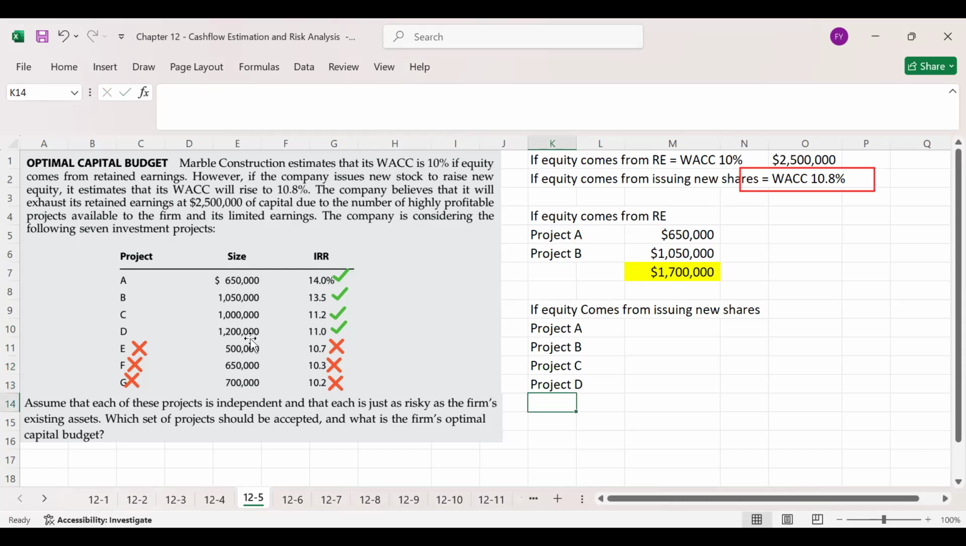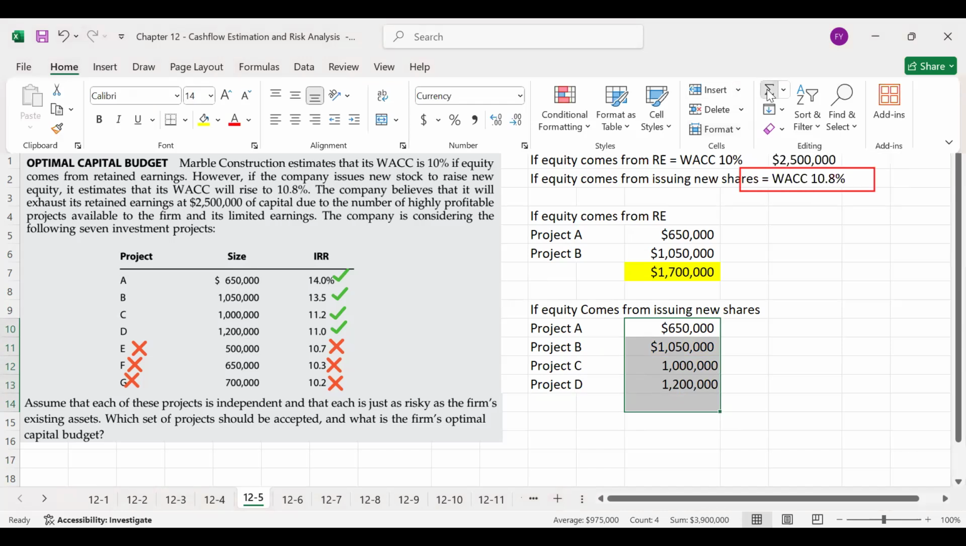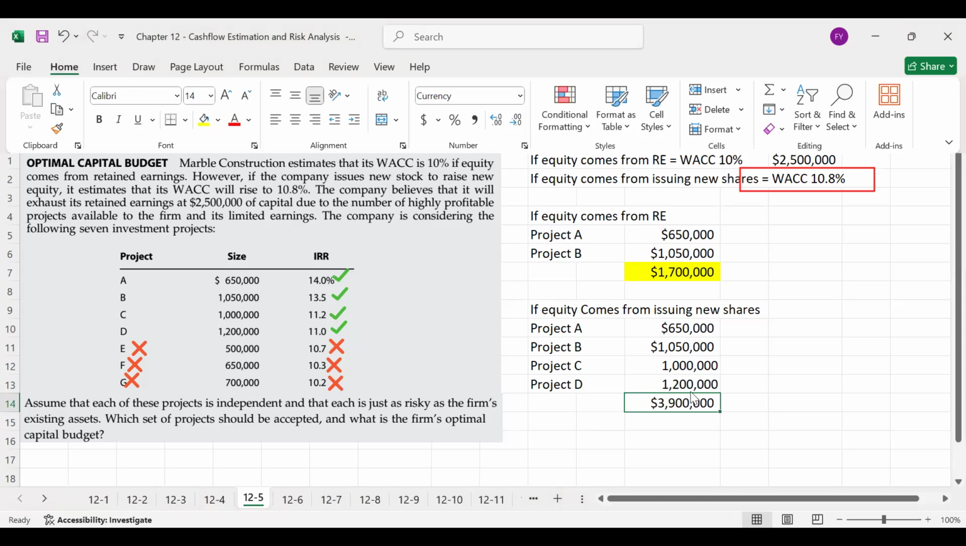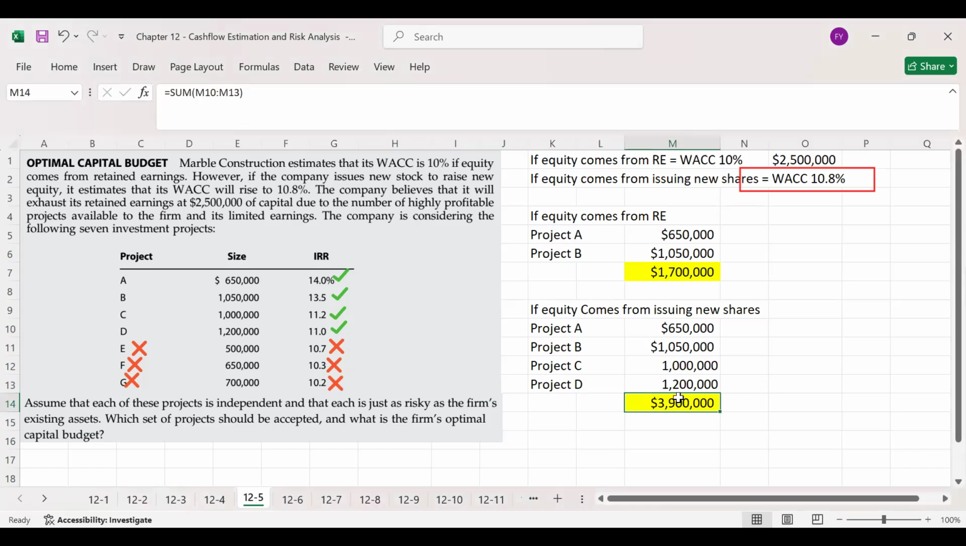So the investment required in project A is $650,000, then 1050, then 1 million, and then 1.2 million. So when we add all of these, the amount would be $3.9 million required. So the company has two options.